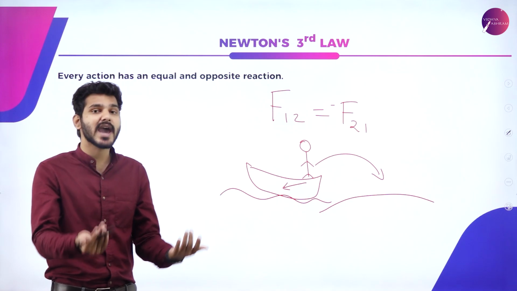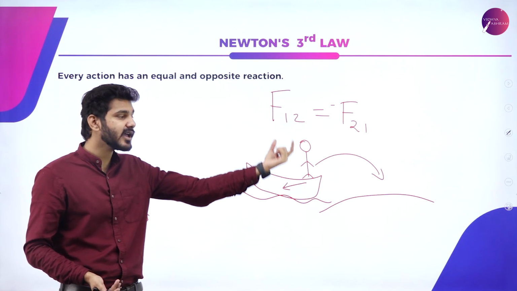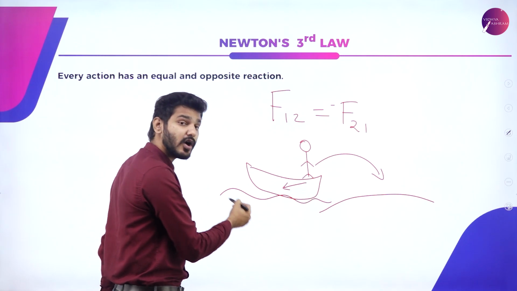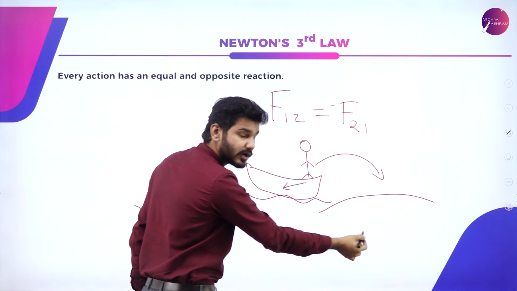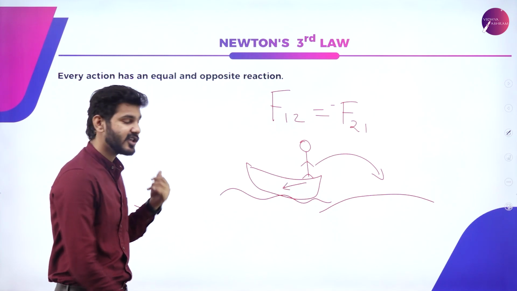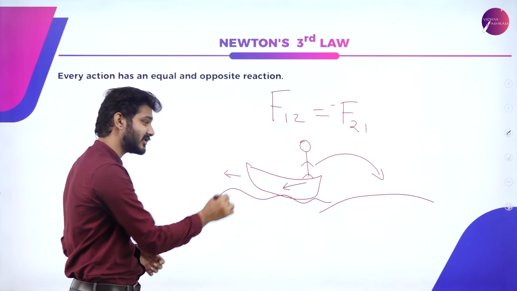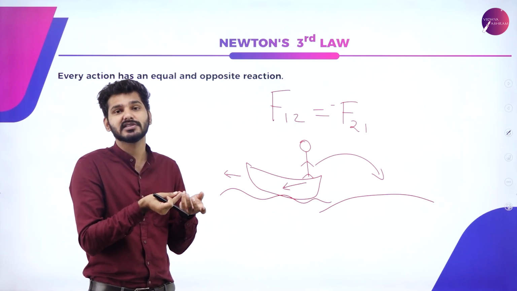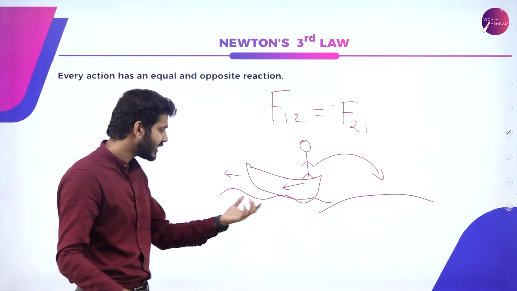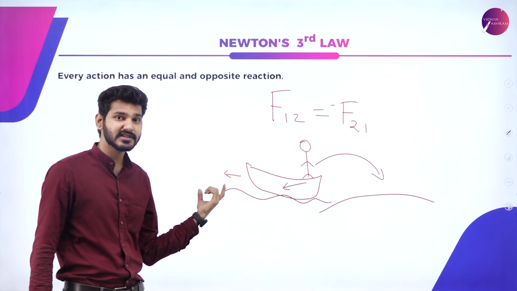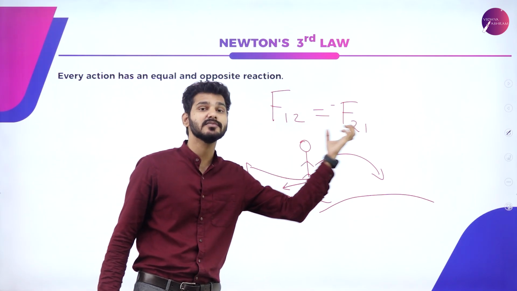So what actually happens if you observe this entire scenario is that while he's applying a force onto the boat and he's jumping across, the boat actually moves backwards. The boat actually moves backwards, not by a kilometer or something, maybe 1 or 2 inches, maybe just 1 centimeter. But the point is that the boat actually moves backwards and the person actually jumps forward.